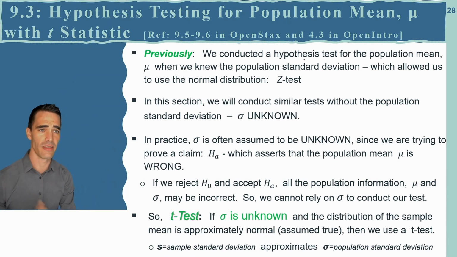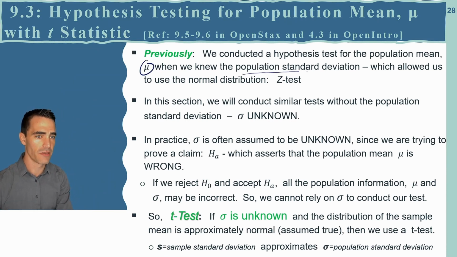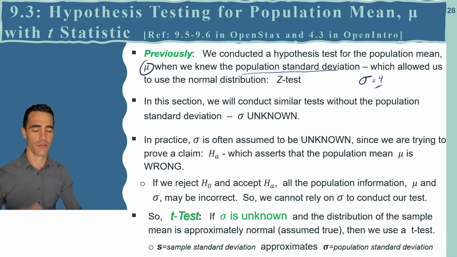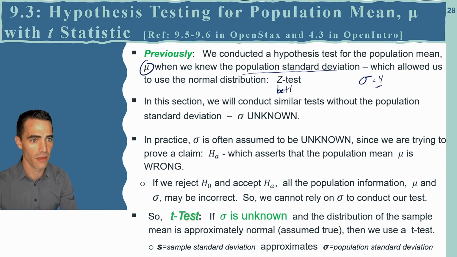Previously, when we conducted these hypothesis tests for the population mean, we knew the population standard deviation. Again, a nice little example would be a population standard deviation of 4. We knew the spread, not of just the sample we collected, but of the population altogether. And this allowed us to use a z-test, which gives us the better p-value.